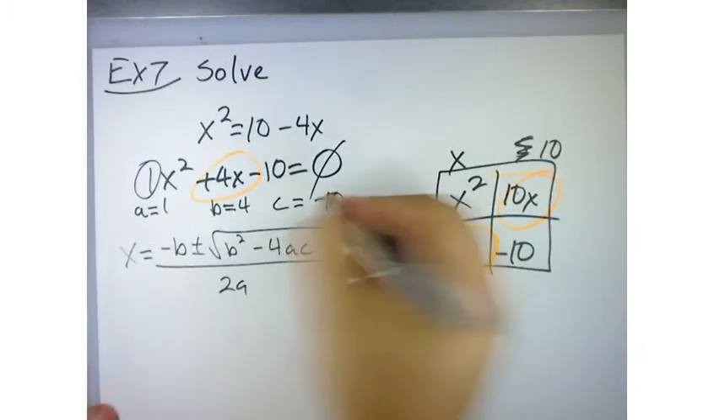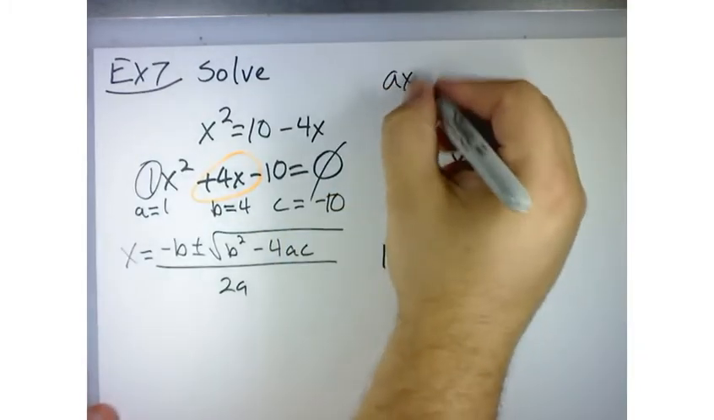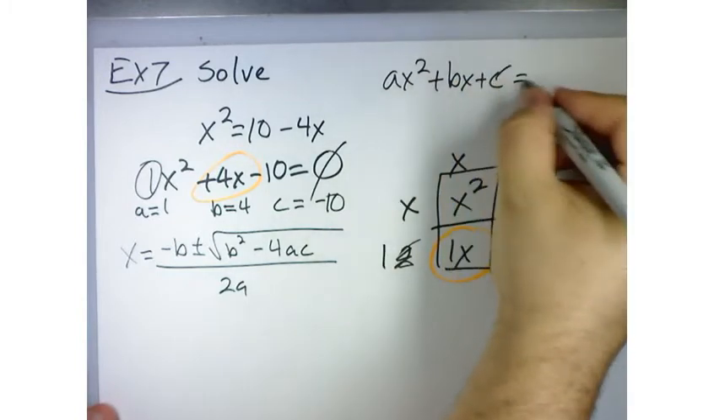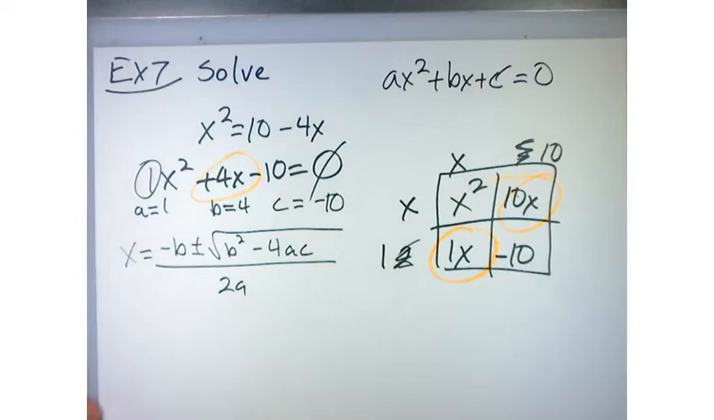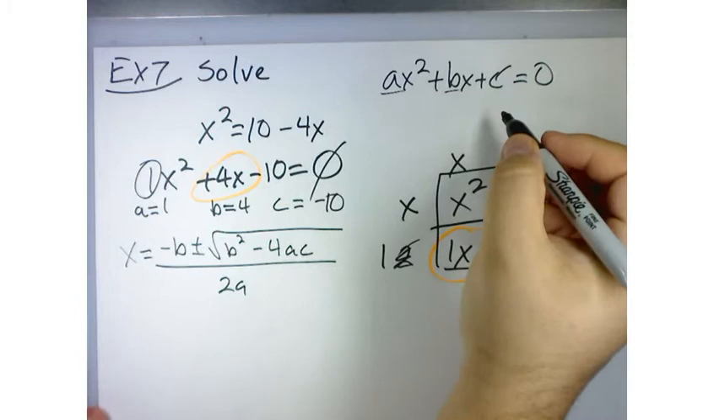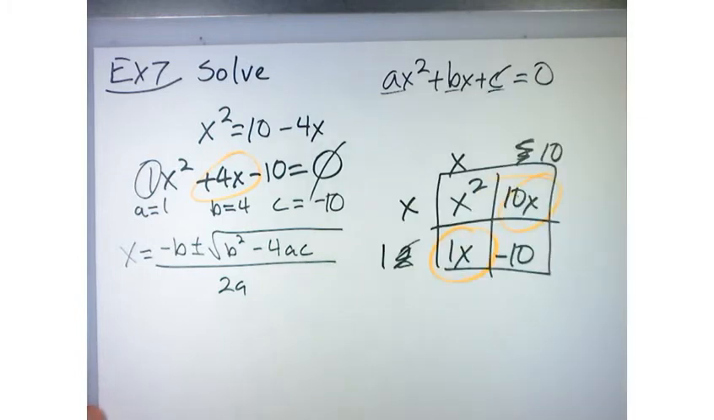Now you've got to be careful. Make sure that it's written as ax squared plus bx plus c is equal to 0. Because if it's not equal to 0, then the formula won't work. Okay? Notice that the a is in front of the x squared, the b is in front of the x, and the c is by itself. There's no x by it.